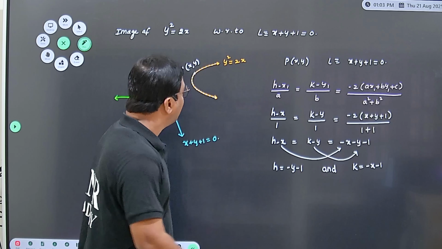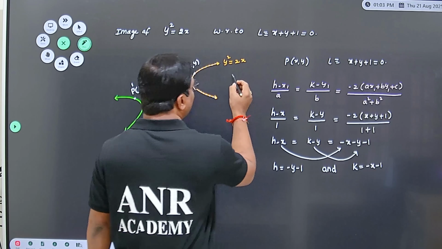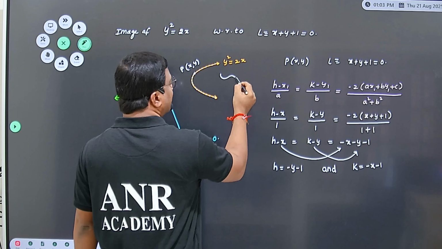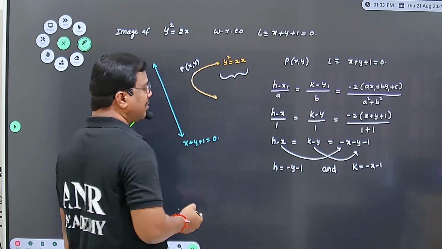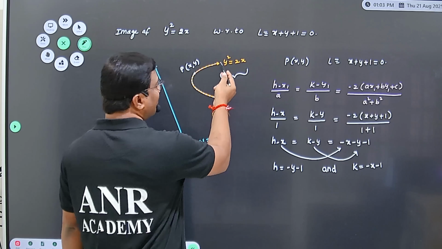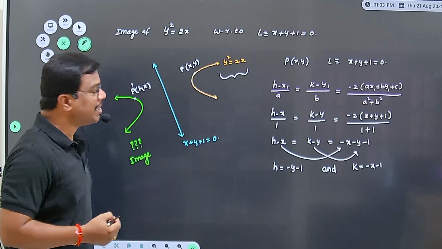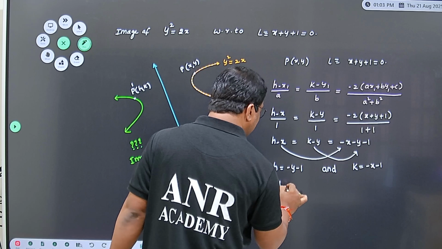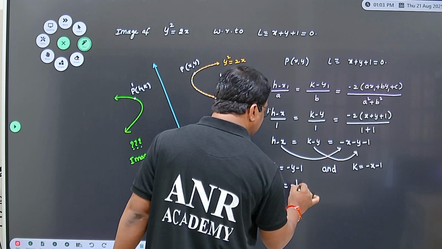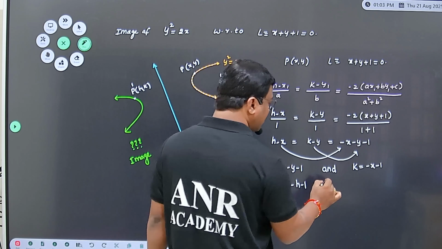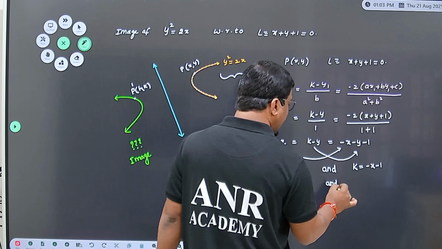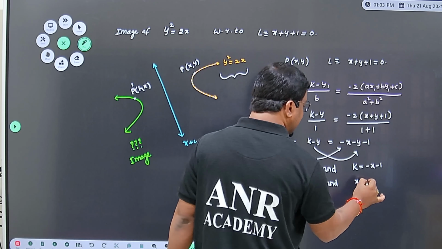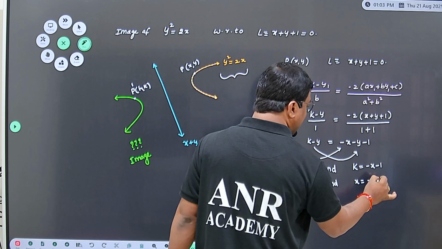And applying the relation in this case, here you have on the left hand side y square, on the right hand side you have 2x. I am going to write the value of y first. From this, y can be written as minus h minus 1. Next, x is written as minus k minus 1.